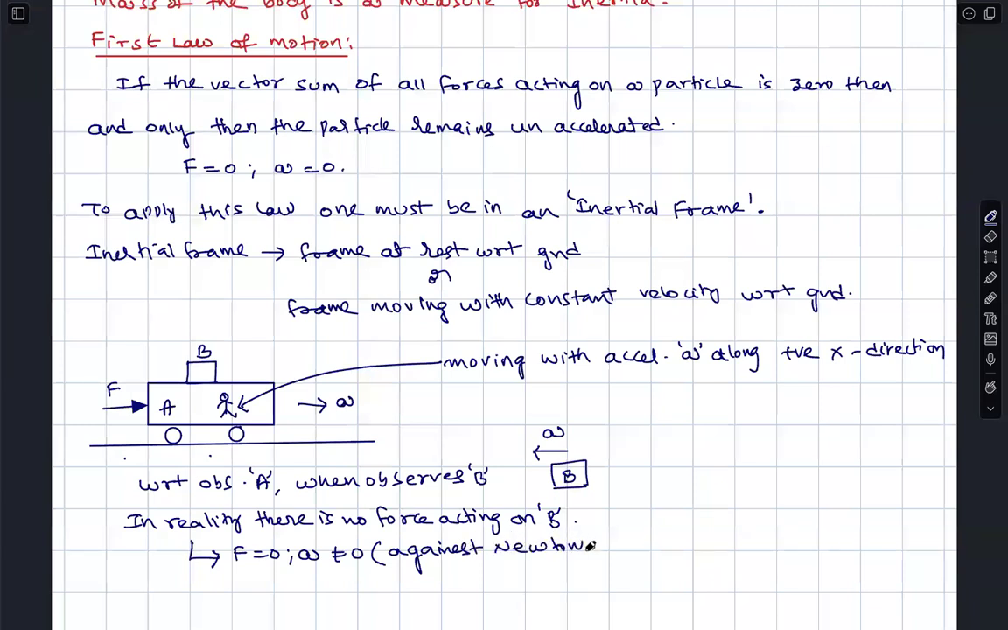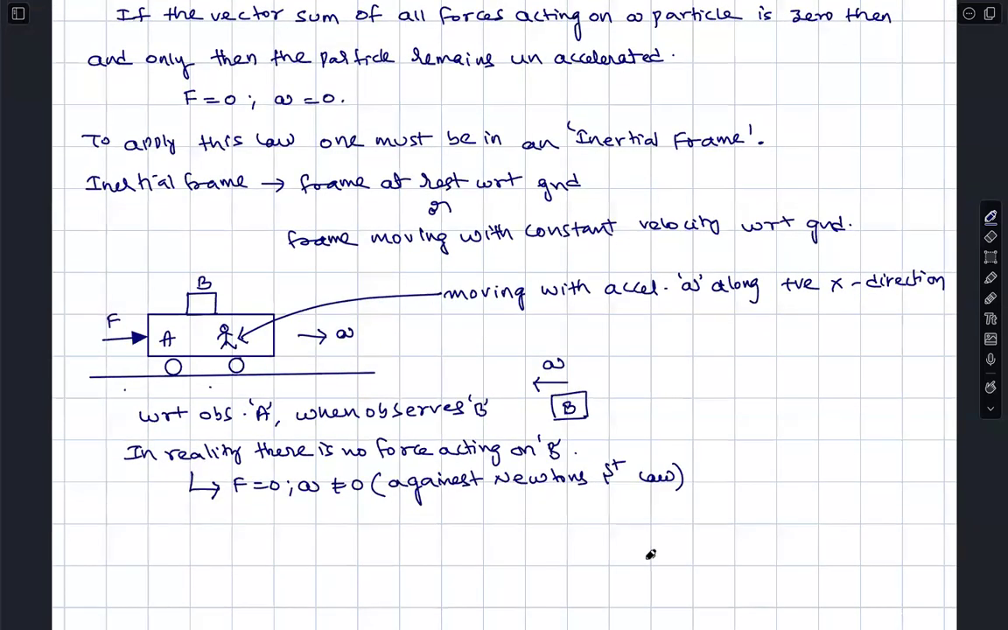against Newton's first law. Please tell me what went wrong. I just introduced the first law, and now I am telling first law is wrong. What went wrong? Can someone please help me?